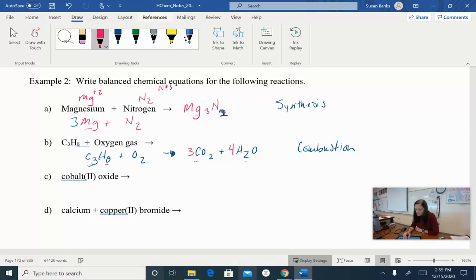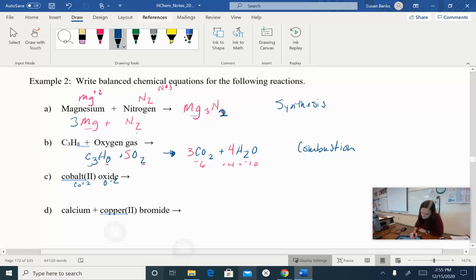Okay, let's look at my oxygens now. 3 times 2 gives me 6, plus 4 gives me 10. Okay, 10 divided by 2 gives me 5. So there we go. All right, cobalt 2. So our cobalt is charged +2. Oxygen is a -2. So what ratio are we going to use?